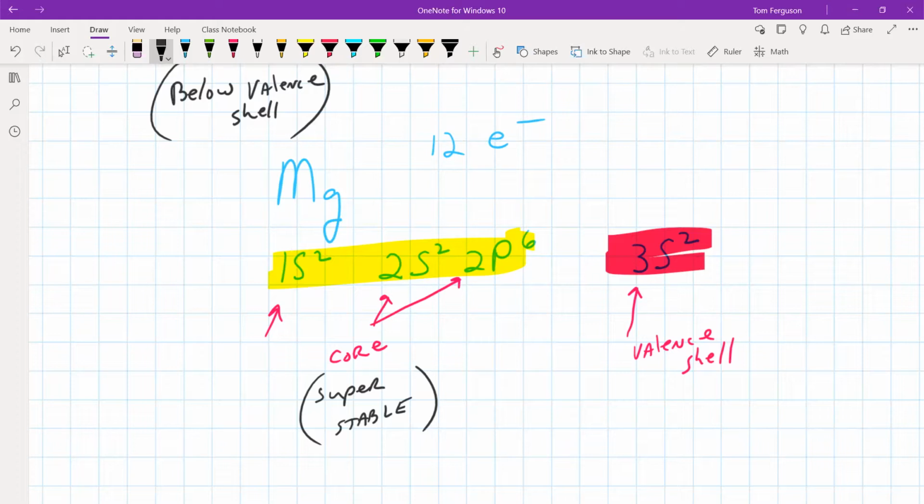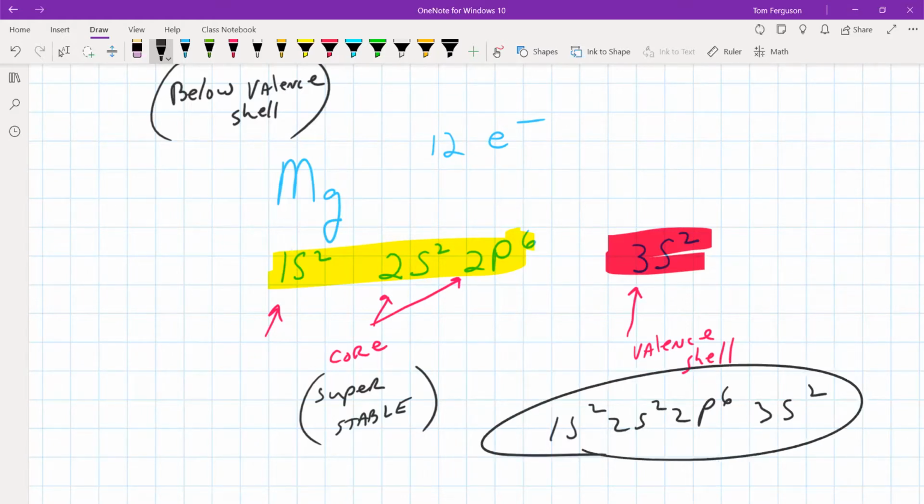Okay, so the configuration for magnesium would be 1s2, 2s2, 2p6, 3s2. That's the electronic configuration for magnesium, which contains core and valence. Okay, you guys okay with that?